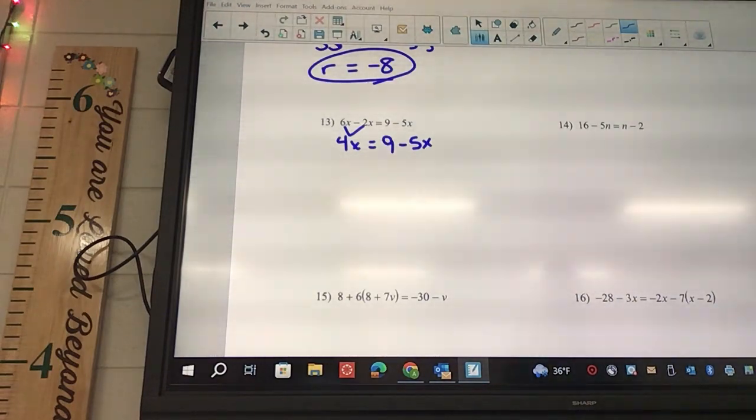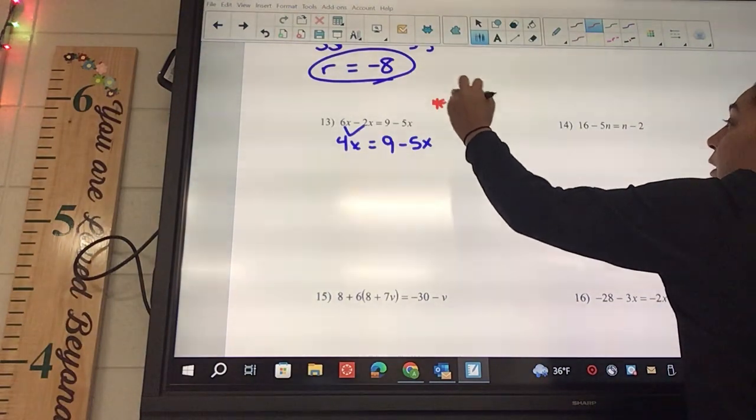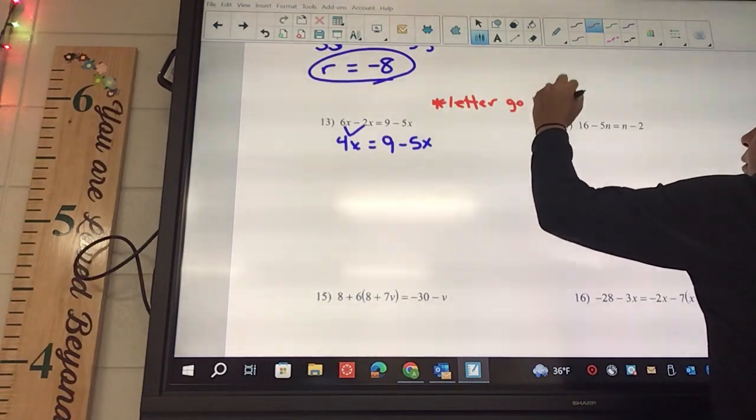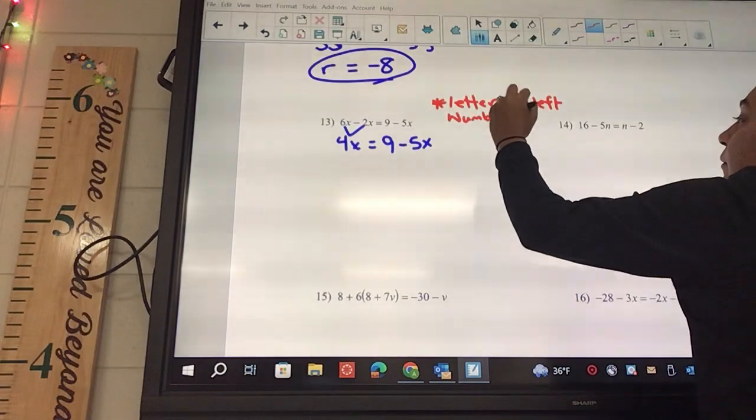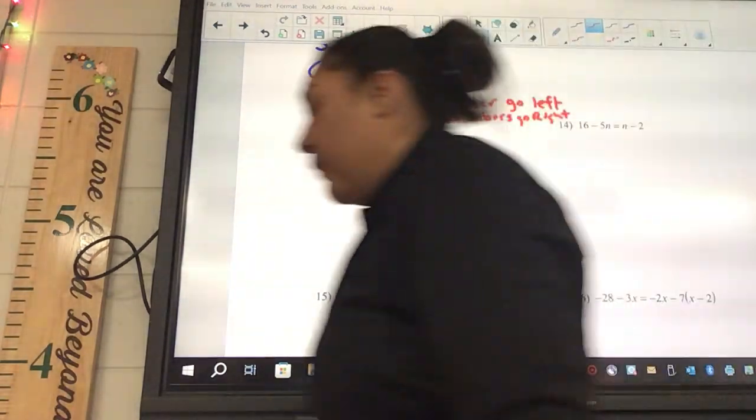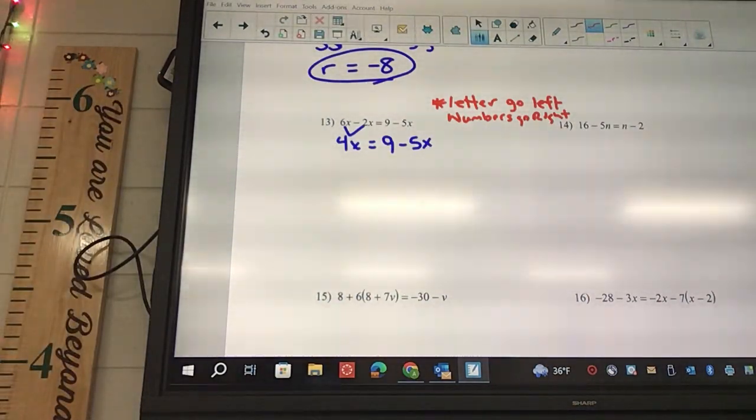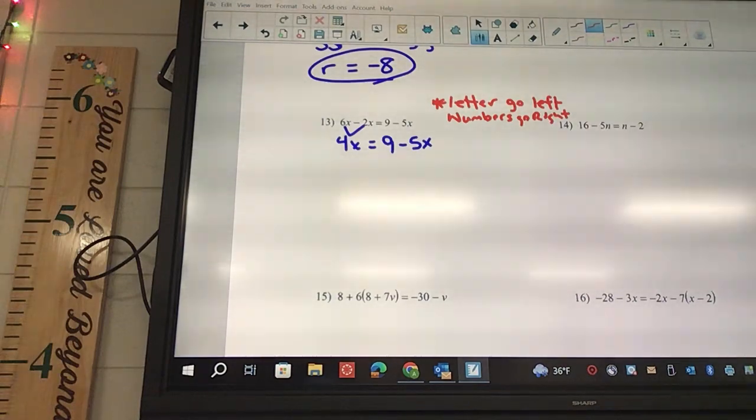Okay, in this case, I would probably put yourself a note: letters go left, numbers go right, okay? So if we look at this 4x, is that a letter or a number? It's a number. It's a letter. It has a letter in it, then the letter trumps number, okay? What about the 9? It's just a number. What about the -5x? A letter, okay?